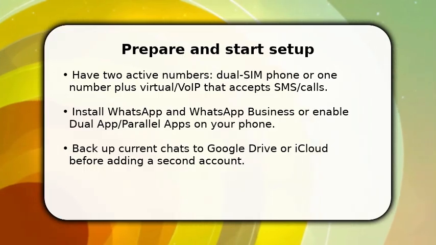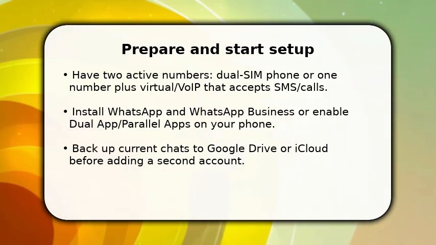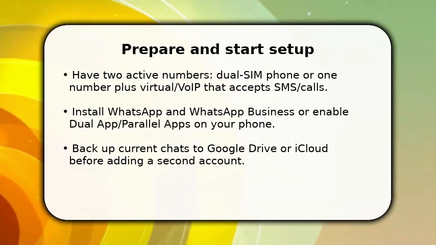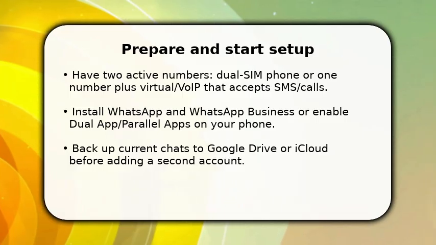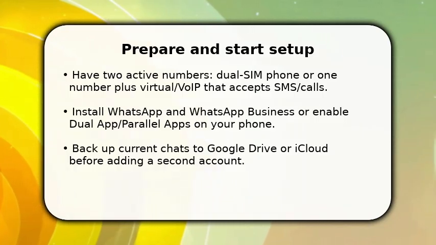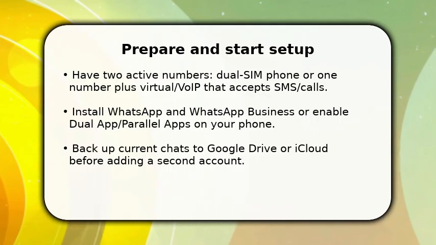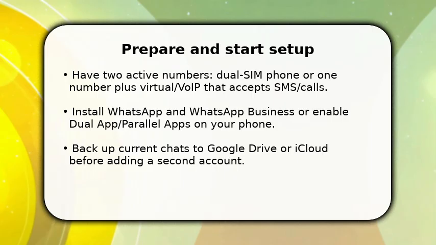You'll start by confirming you have two working numbers. One can be a VoIP that receives SMS/calls. Once done, install the second WhatsApp client, use WhatsApp Business, or enable your phone's Parallel Apps feature, because WhatsApp only allows one account per app instance. Make sure to back up any existing chats to Google Drive or iCloud first so nothing is lost.